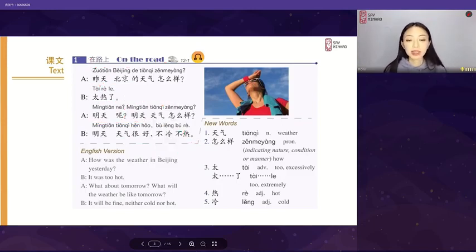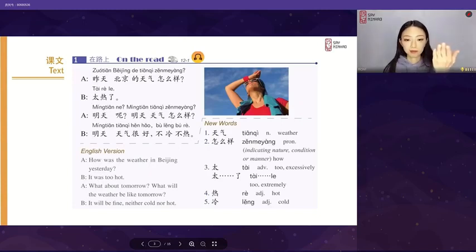Now let's try to read it from the start. Read after me, please. 昨天北京的天气怎么样? 太热了。 明天呢? 明天天气怎么样? 明天天气很好,不冷不热。 Okay, now let's try to read it in rows. I will be A and you will be B. Okay, 3, 2, 1.